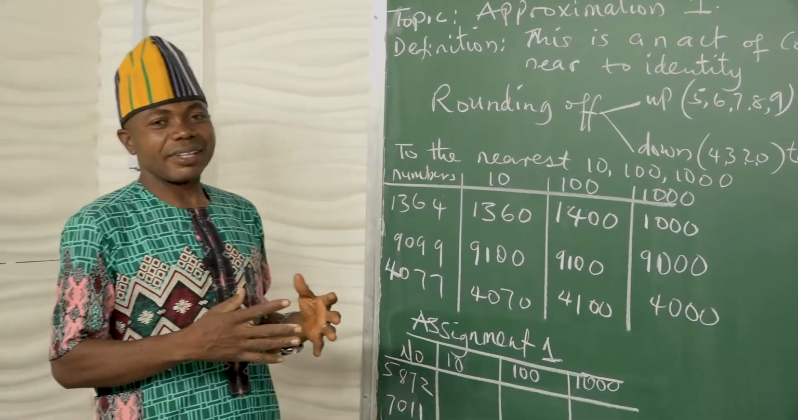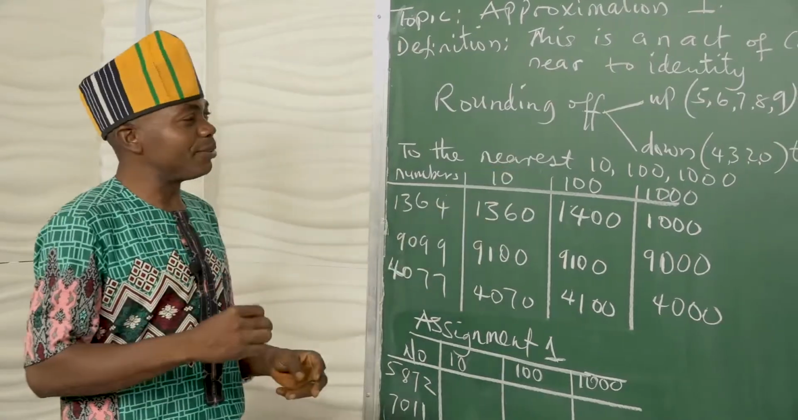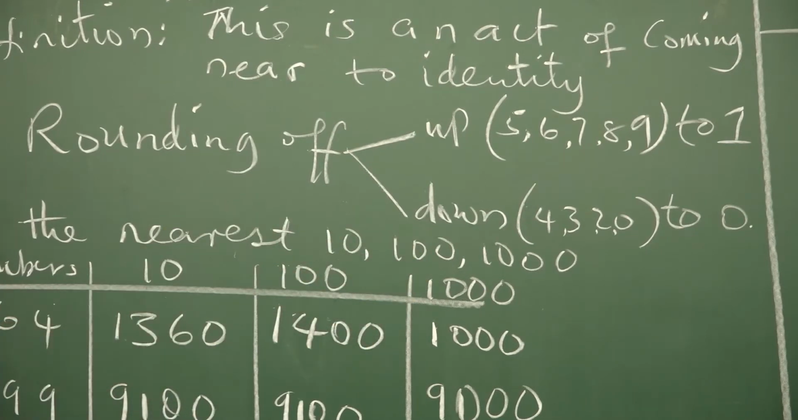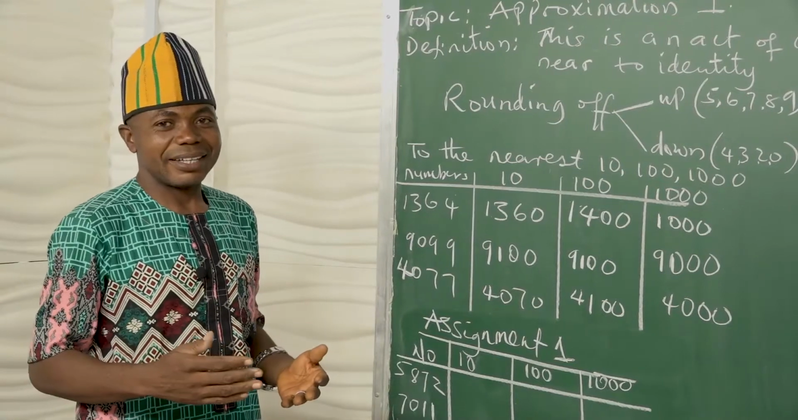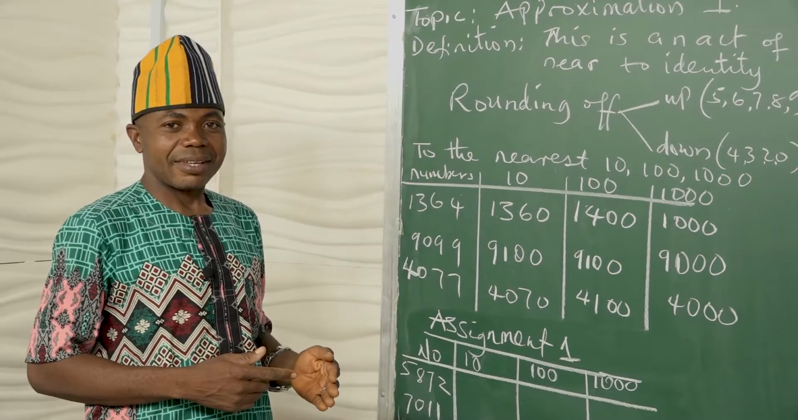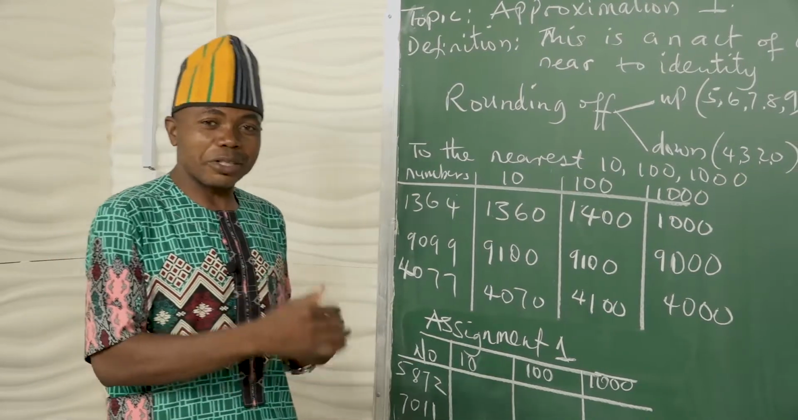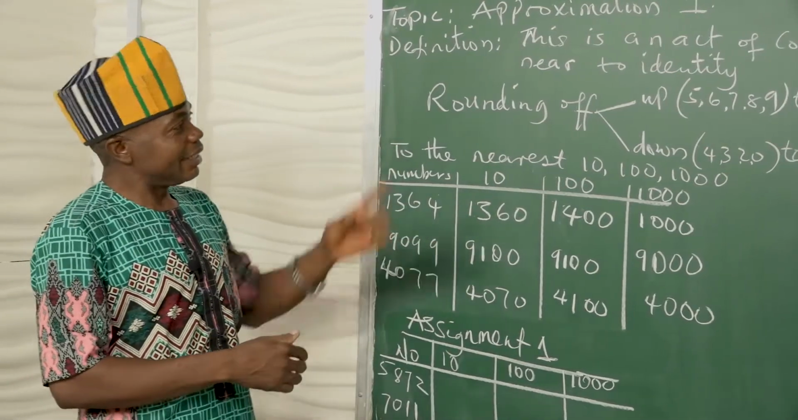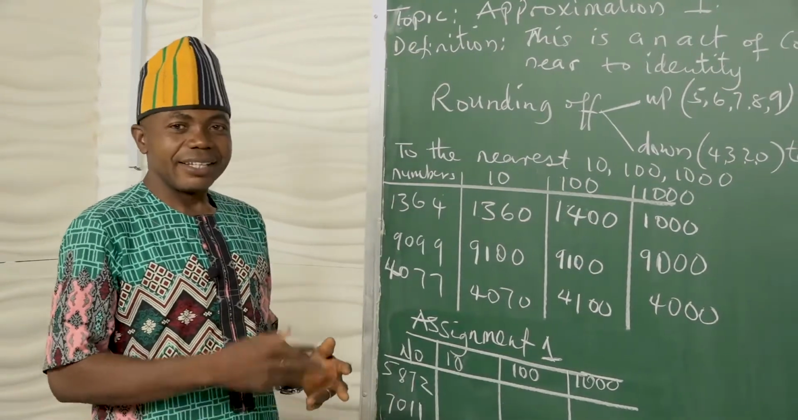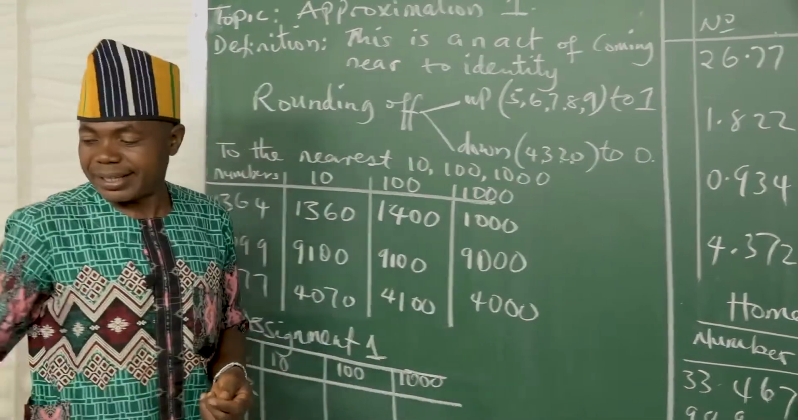But then there are things we need to get familiar with. In rounding off, there are two things we need to do. We round up and we round down. We round up numbers that are up to half of 10 and above: 5, 6, 7, 8, and 9. These are 5 numbers that we must always consider to be approximated up to 1 in this topic. And there are numbers we approximate down to 0: 4, 3, 2, 1, and 0.